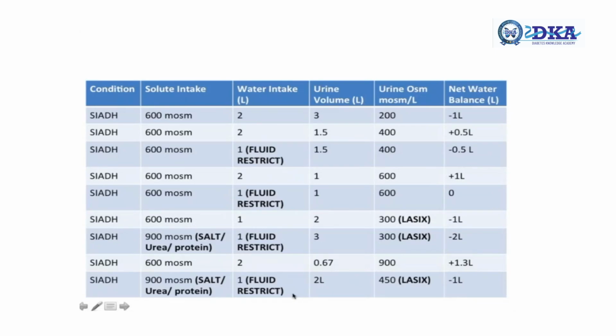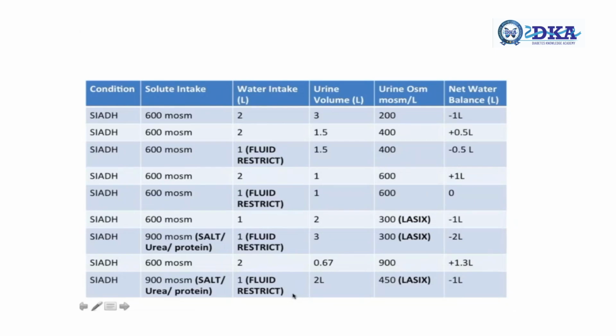So his negative balance is about a liter. Which means that if you restrict the fluid to 1 liter in this patient who is normally consuming 2 liters, he will put out 1.5 liters of urine and excrete 400 milliosmoles, and he will be in negative balance by 0.5 liters, and the serum sodium will start rising. So the basic idea in management of SIADH is you want to promote free water excretion, or electrolyte-free water, in these patients. Mere fluid restriction alone will not help in any situation where the urine osmolality is greater than 400.